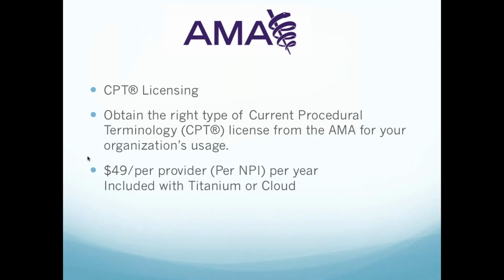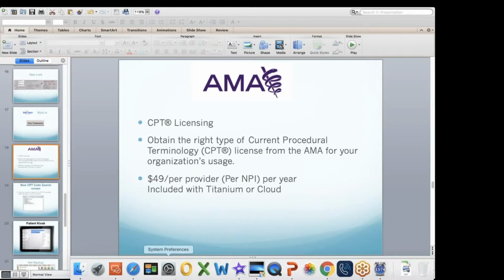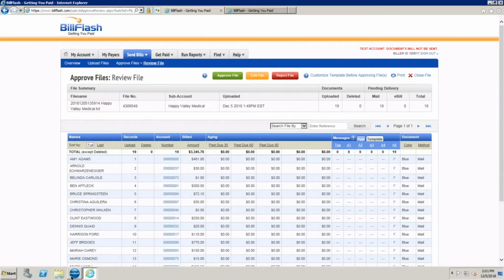So now the AMA, they want you to buy a license for the CPT code. I've been talking about this before. I'm not going to spend much time on it, but the license is included if you have the cloud. If not, then it's $49 per provider, or per NPI, per year. And version 23 or 22 actually tracks that number. Let me show you how nice it is if you have it turned on and you have a license. So let me go back to Medisoft.